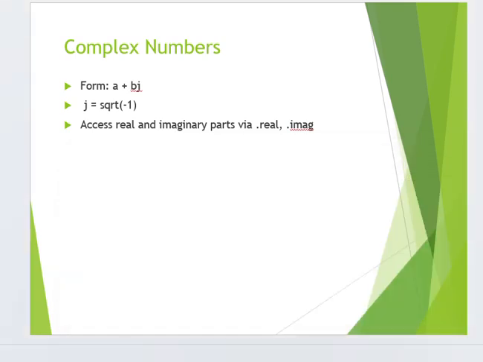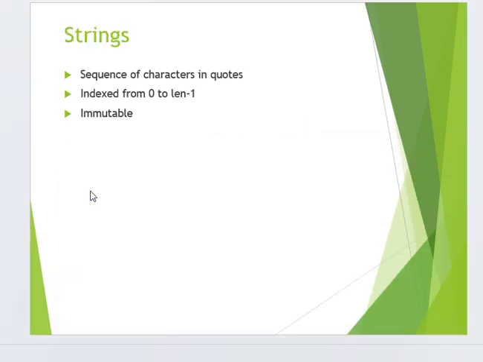Now let's move on to the next data type, that is string. Basically a string is nothing but a sequence of characters enclosed in quotes. Quotes may be single or double. It can hold any type of character: numbers, letters, or special characters. They are indexed and immutable.